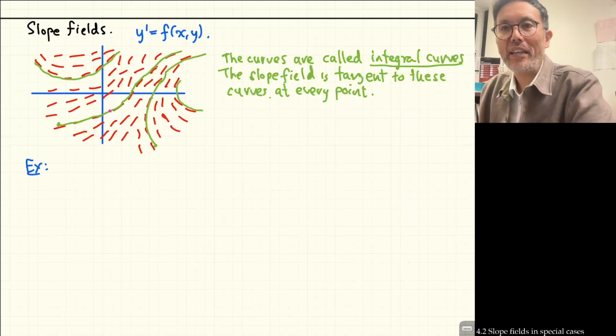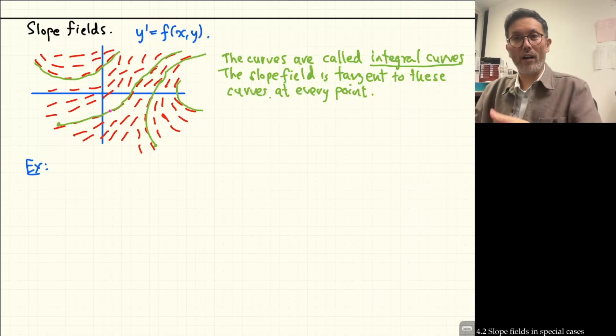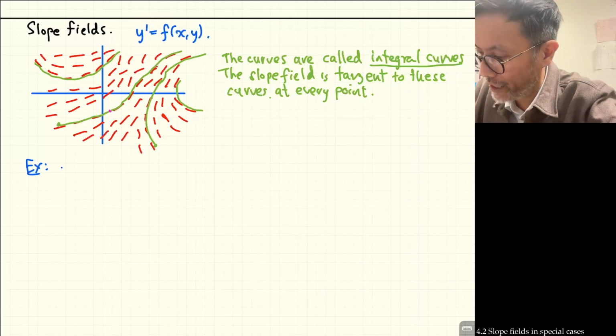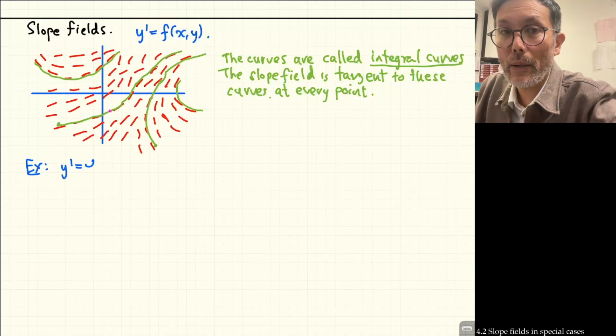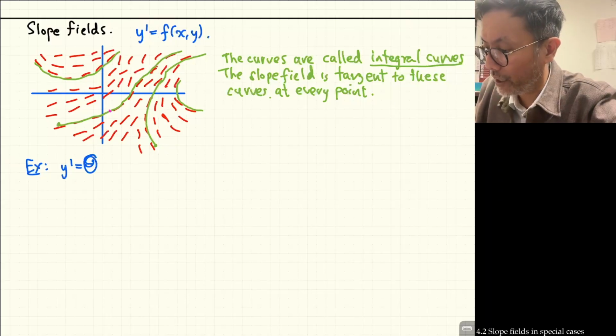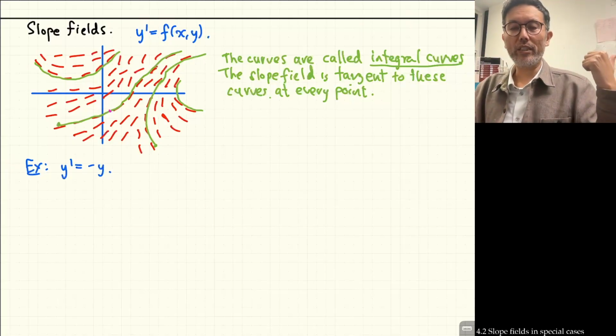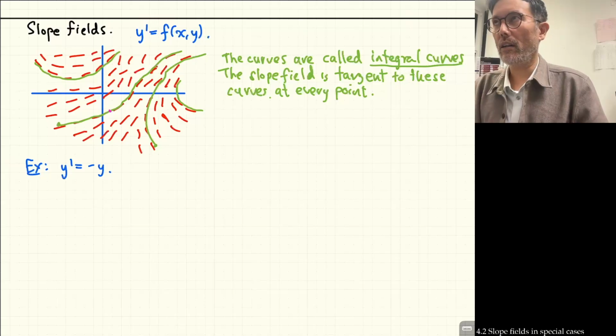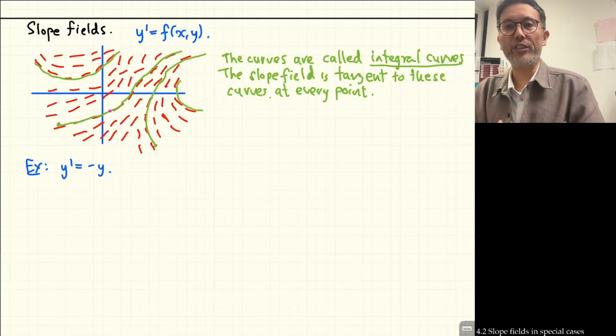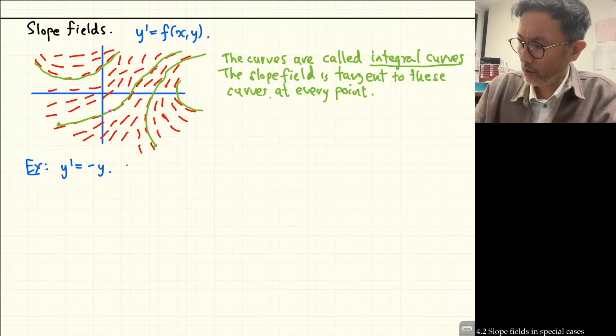I can't draw the slope field here for you, but you can imagine it from the textbook. So we have y prime equals, oh, I'm sorry, we have to be specific about k here. K here is negative 1. So y prime equals negative y. So based on stuff that we did in the previous videos, we know the general solution to this.